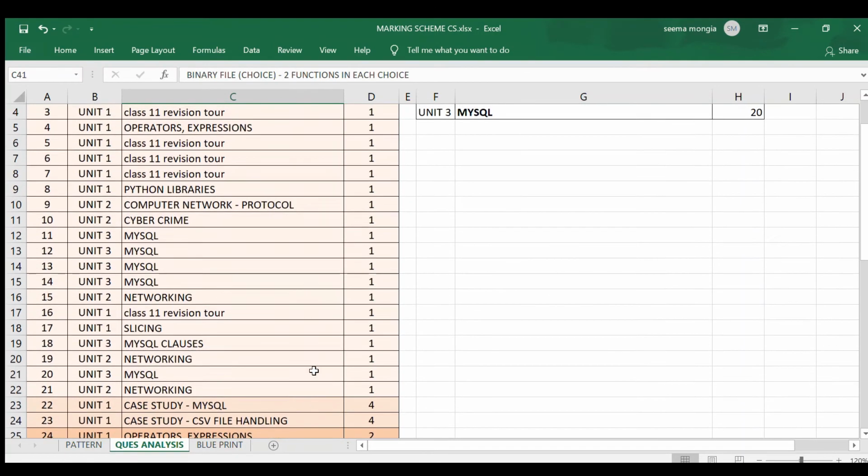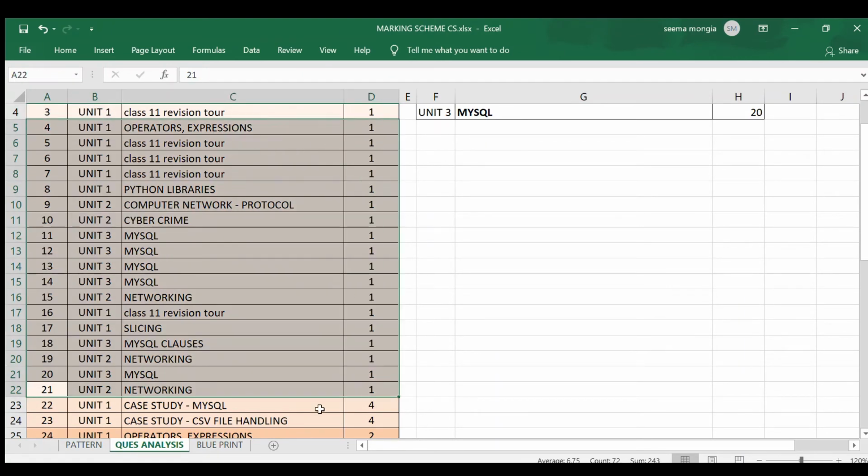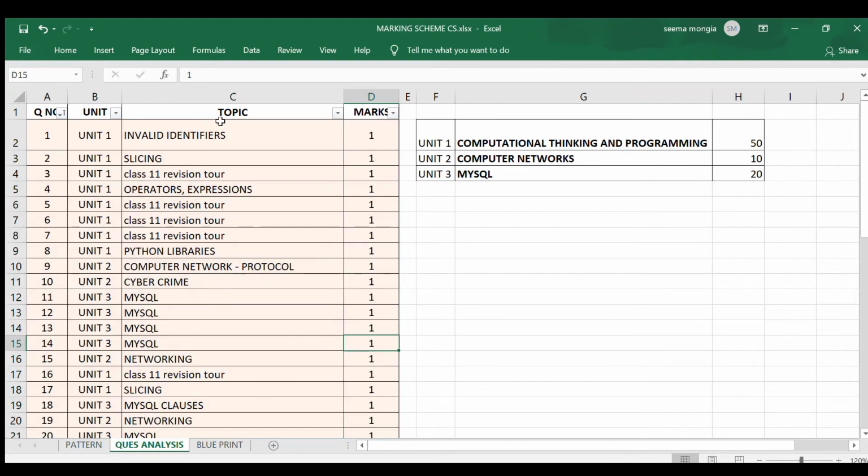Remaining is the 1 marker questions. These 21 questions are the 1 marker questions. So all these topics are covered here: identifying valid or invalid identifiers, slicing, the concept of class 11, we can say, slicing of a list, strings, or any iterable object. You have to prepare it well. And then class 11 revision tour, then 1 marker questions based on operators and expressions, again many small topics based on class 11 tour. Then Python libraries, based on that topic a question will be asked.